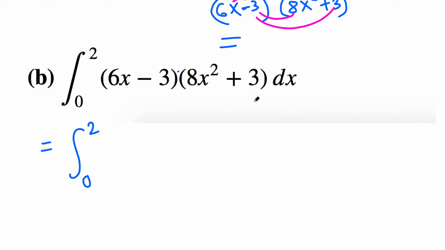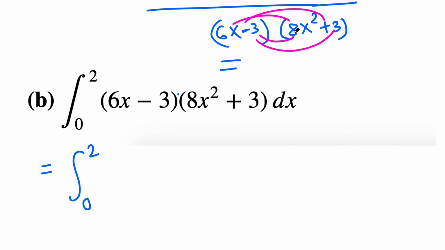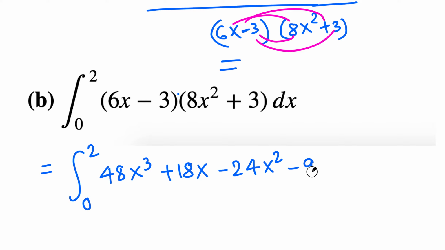From 0 to 2. When we multiply 6x by 8x squared, 6 times 8, 48x cubed. 6x times 3 is 18x, minus 3 times 8x squared, minus 24x squared, minus 3 times 3, negative 9. So this is the expanded form, dx.